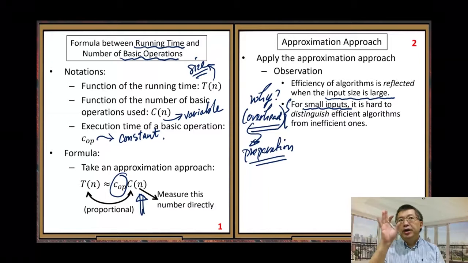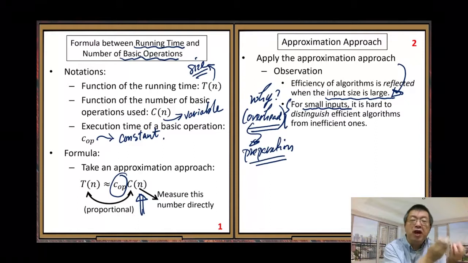So in order to skip the overhead part, we don't want to look at the overhead part. We want to bypass the overhead part. How do you bypass? The simplest way, we just look at when the problem size is large. When the problem size is large, although you still have to pay the overhead part, that portion is very, very small.